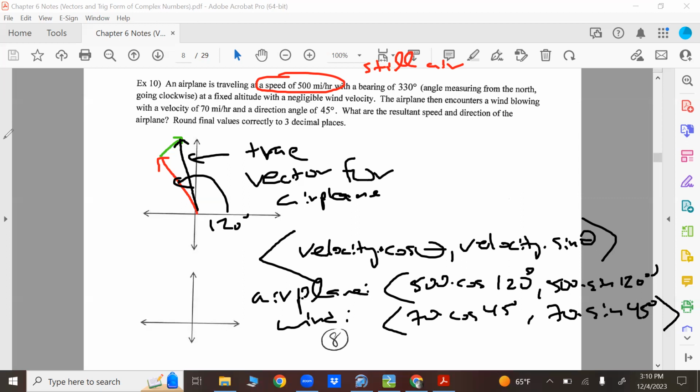I'm going to start using decimals because I have no choice but to do that eventually. If I put that in decimals, that's negative 250, and 500 times root 3 divided by 2, that's 433.013. I go 3 decimal places. Root 2 over 2 times 70 is 49.497, 49.497. And guess what? We're going to add these together.